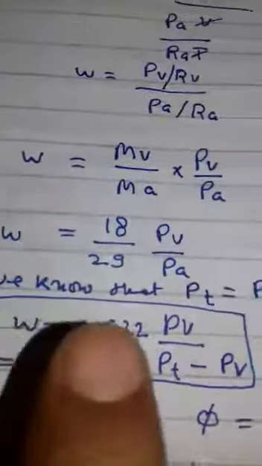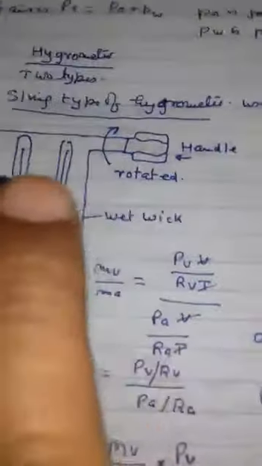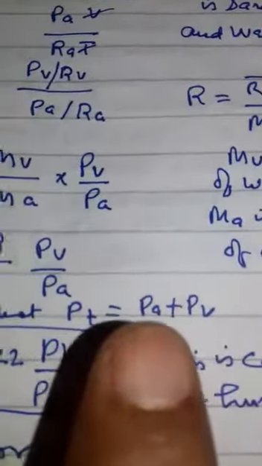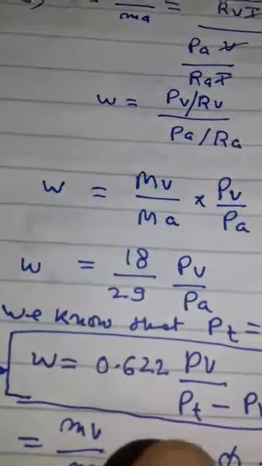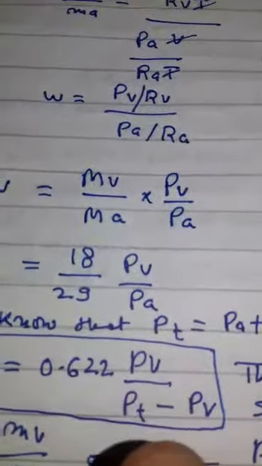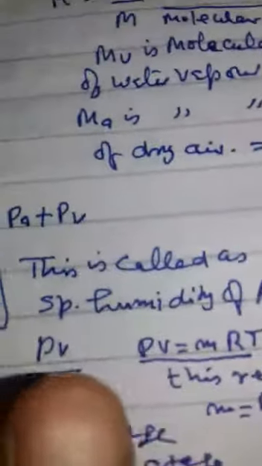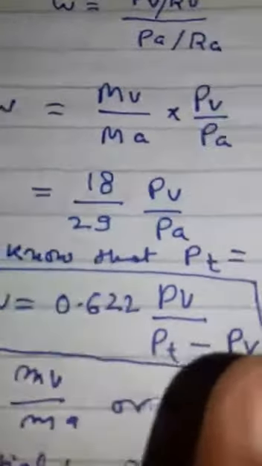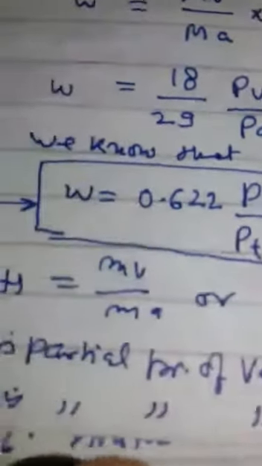Okay, so we know that PT is equal to PA plus PV. In the beginning we showed you in the equation PT equals PA plus PW, which is also equal to PV, the water vapor, and PA, the pure air. So we get the equation specific humidity equals 0.622 PV upon PT minus PV. This is called the specific humidity of air, and its value can be found numerically. If we know PV and PT, we can directly calculate the value.